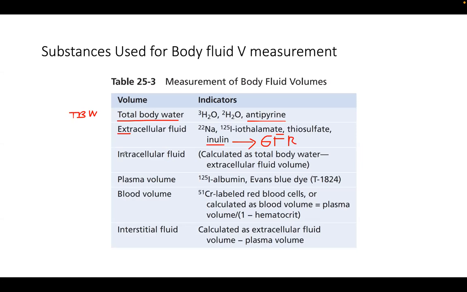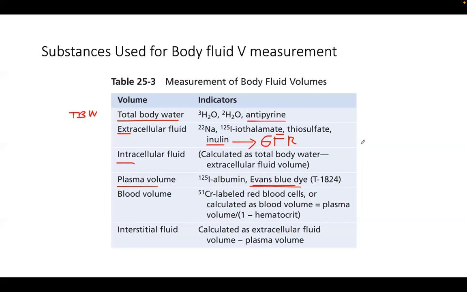Now, intracellular fluid is calculated as the total body water minus the extracellular fluid volume. So you need to compute for the TBW first and the ECF, and then you can compute for the intracellular fluid. Now, plasma volume is measured by Evans blue dye.